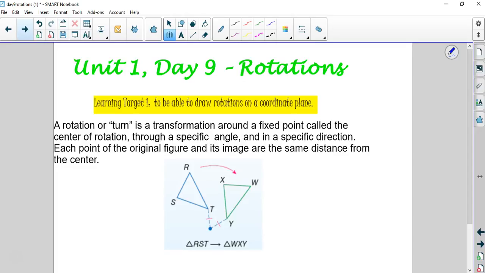You're going to be able to draw rotations on a coordinate plane. A rotation or a turn is a transformation around a fixed point called the center of rotation through a specific angle in a specific direction. Each point of the original figure and its image are the same distance from the center.